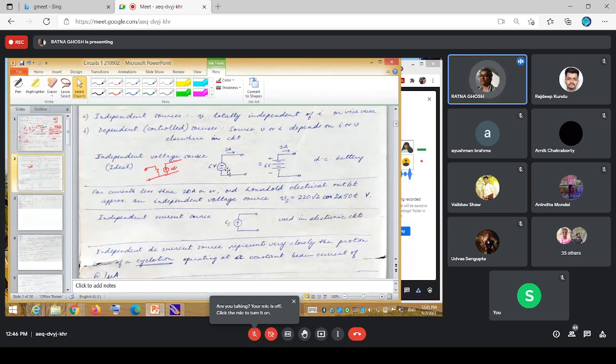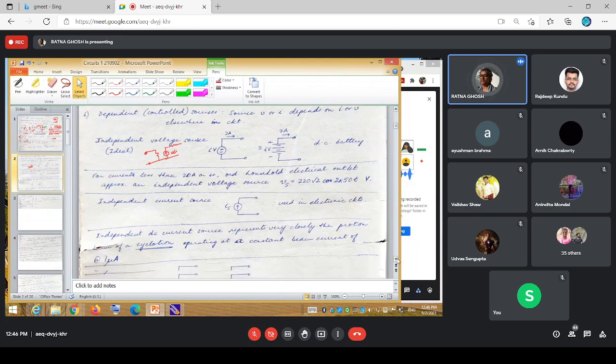Independent current source, on the other hand, just like this was represented by this, you have to specify the direction, typically denoted within a circle itself. As I mentioned, these are used in transistors and are more common in electronic circuits.